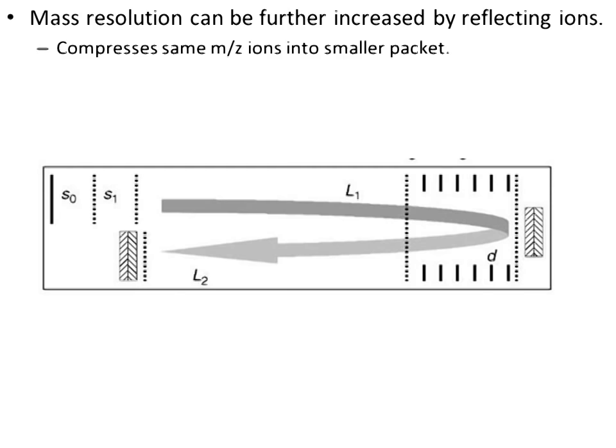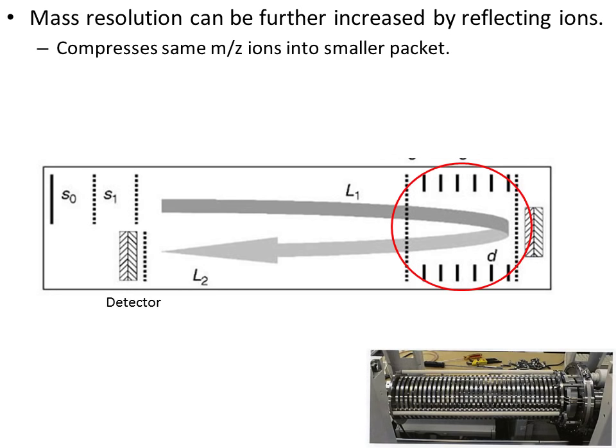Another way of compressing ions is to use an electrical reflector. This uses an electrical mirror to reflect the ions back to a detector. This does two things. Firstly, it makes the flight path longer so that ions of slightly different masses are better separated in time. Secondly, it compresses the ions of the same mass together in space and thus time, resulting in a sharp peak for a mass.